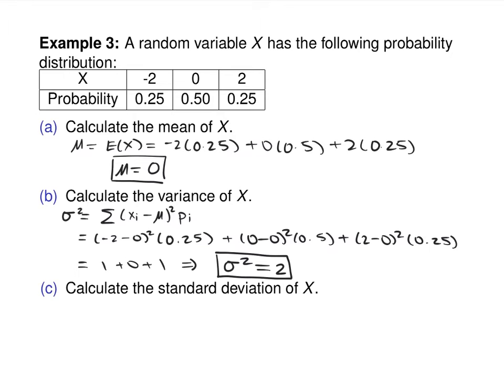Next, calculate the standard deviation. Well, the standard deviation is just the square root of that variance. So sigma is equal to the square root of 2, which is approximately equal to 1.414.